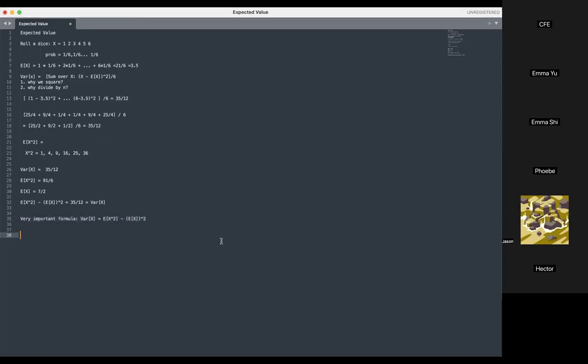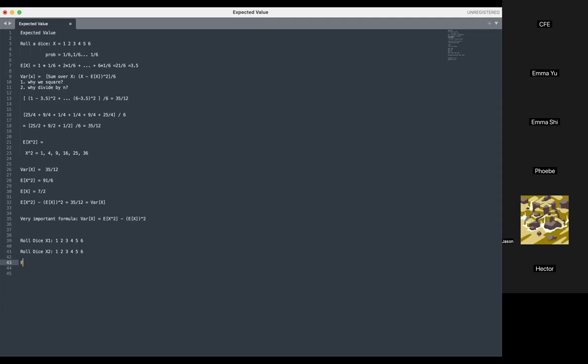Okay, let's try practicing some more. For example, say we roll two dice. We roll one dice, x1, which can have value 1, 2, 3, 4, 5, 6. And we roll another dice, x2, which can have value 1, 2, 3, 4, 5, 6 as well. These two dice are independent, meaning even if I roll a 3 here, I still have equal probability of rolling a 6, 5, 4, 3, 2, or 1 on the second dice.